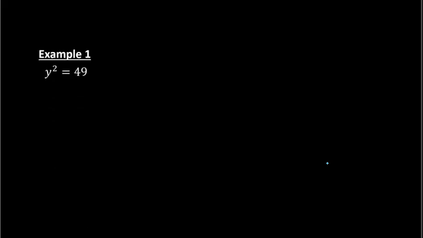Here we have example 1, where we have y squared equals 49. Well, to solve this, because the squared term is all by itself, we can take the square root of both sides. On the left side, the square and the square root undo each other, and I'm left with a y. On the right side, the square root of 49 is 7, so we have a positive or negative 7. So my solution is y equals positive or negative 7.